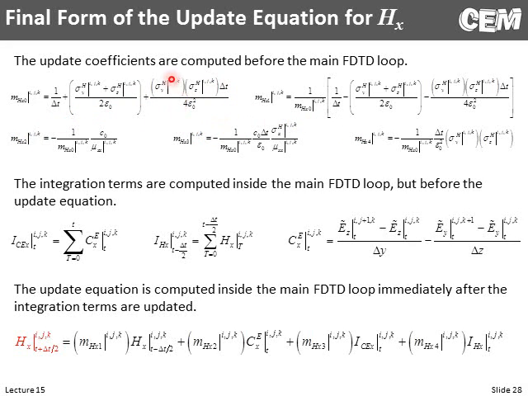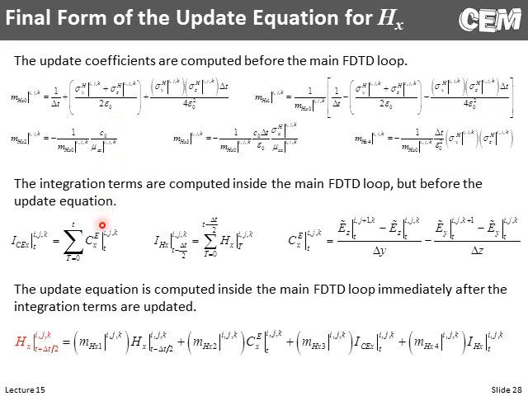Now in fact, this mHx0 is not an update coefficient. It's just a big collection of terms that appears in all the other ones. So 1 divided by this times all this. So we really have 4 update coefficients, 1 through 4. But I like calculating this as a 0th update coefficient, if you will. And we do all of these ahead of time before the main loop.